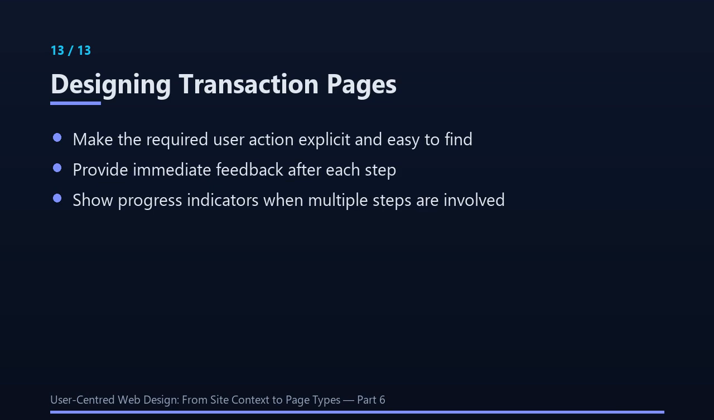Transaction pages are where users perform critical actions such as purchasing, booking, or submitting personal data, so clarity and feedback are paramount. The primary call to action, whether a Buy Now button or a Submit link, must be prominently displayed and labeled in plain language, eliminating any ambiguity about what the user should do next. After each interaction, the system should give immediate feedback, such as a confirmation message or visual cue, reassuring the user that their input was received.